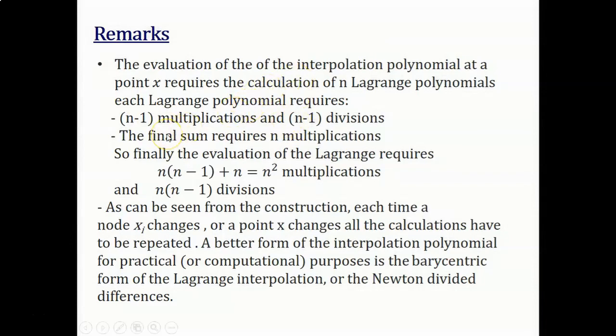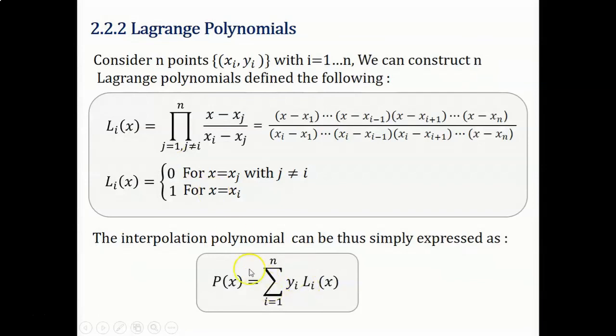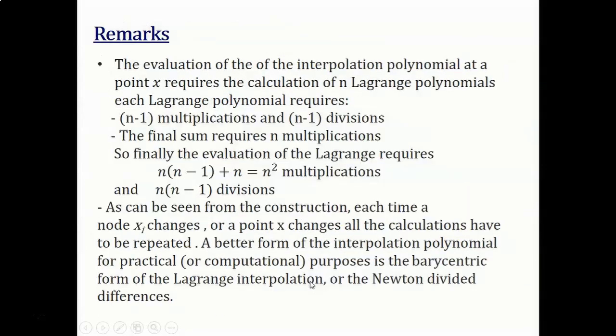Now, the final sum requires n multiplications. So we add all the multiplications together and we get n times n minus 1 plus n, which is n square multiplications, and n multiplied by n minus 1 divisions. So this is the number of multiplications and divisions that are required. It's almost n square multiplications and almost n square divisions.